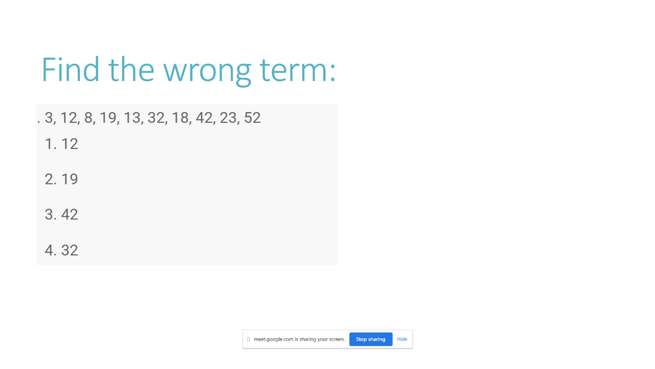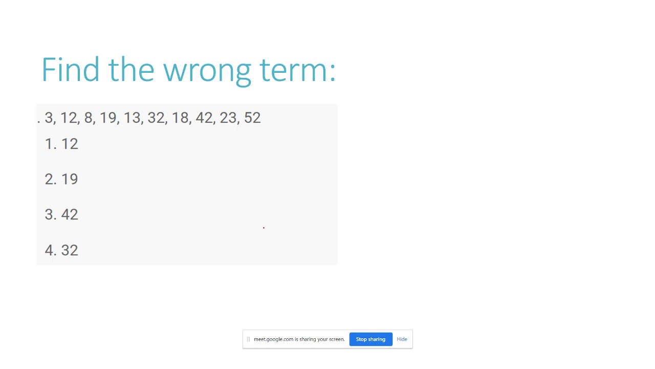3, 12, 8, 19, 13, 32, 18, 42, 23, 52. Okay, very good. 19, right? So the correct answer is 19. Let's see why 19 is not satisfying the pattern. First of all, we have to get the pattern. ये question थोड़े difficult होता है because एक ऐसा number है जो pattern को satisfy नहीं करता. We have to get that number.